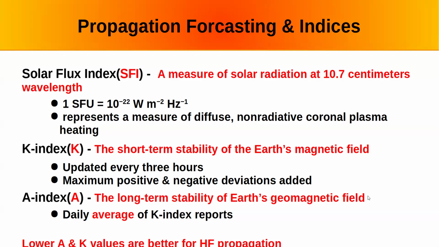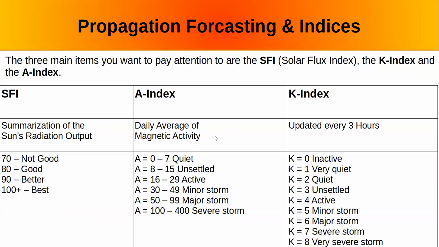Obviously, those are measures of disturbances. So the lower the better for the A and the K. This chart just shows the relationships, where the A index is 0 to 400 for really severe. The K index, every 3 hours, gives you a 0 through 9 rating.